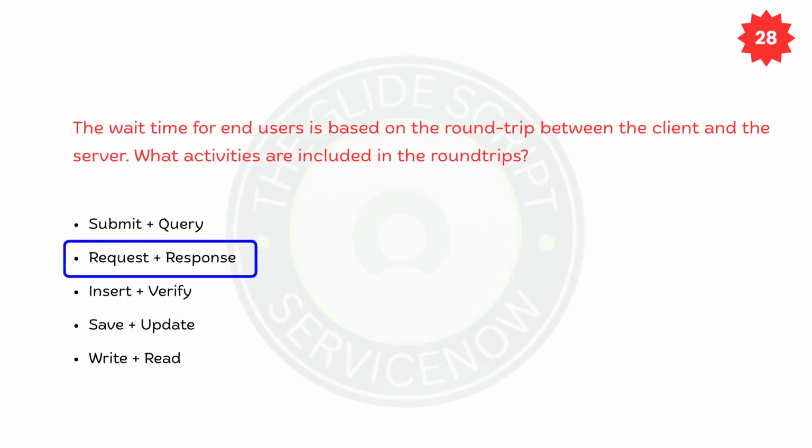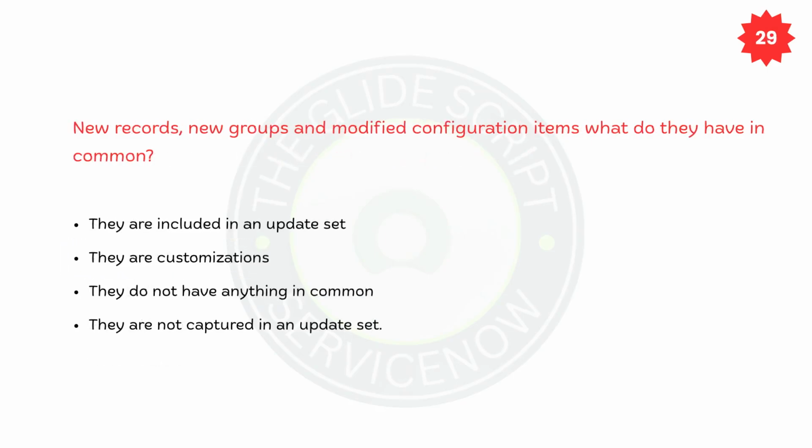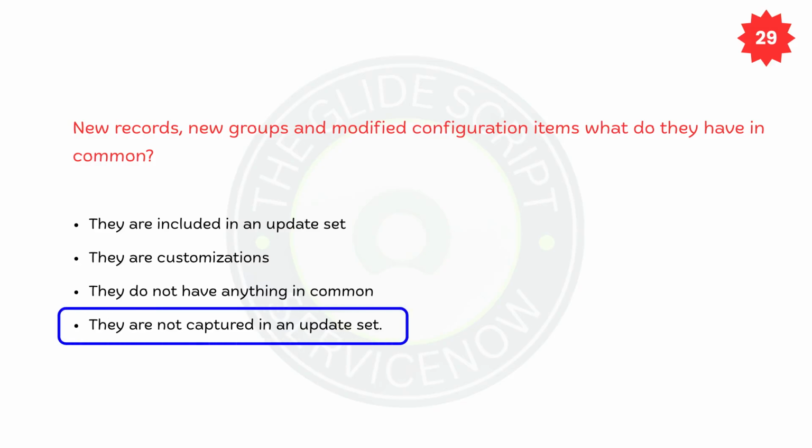Request plus response. You are sending a request from the client to the server. The server will send you back the response, that is called response. So request and response. The next question: new records, new groups and modified configuration items, what do they have in common? The last option is the correct one. They are not captured in an update set.